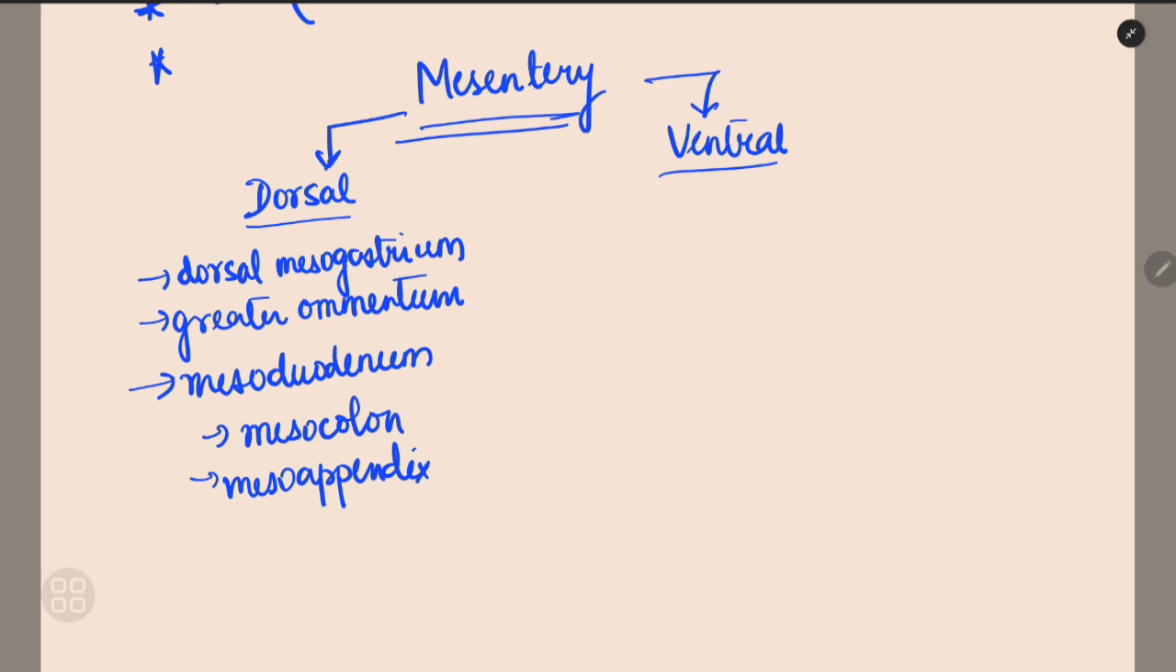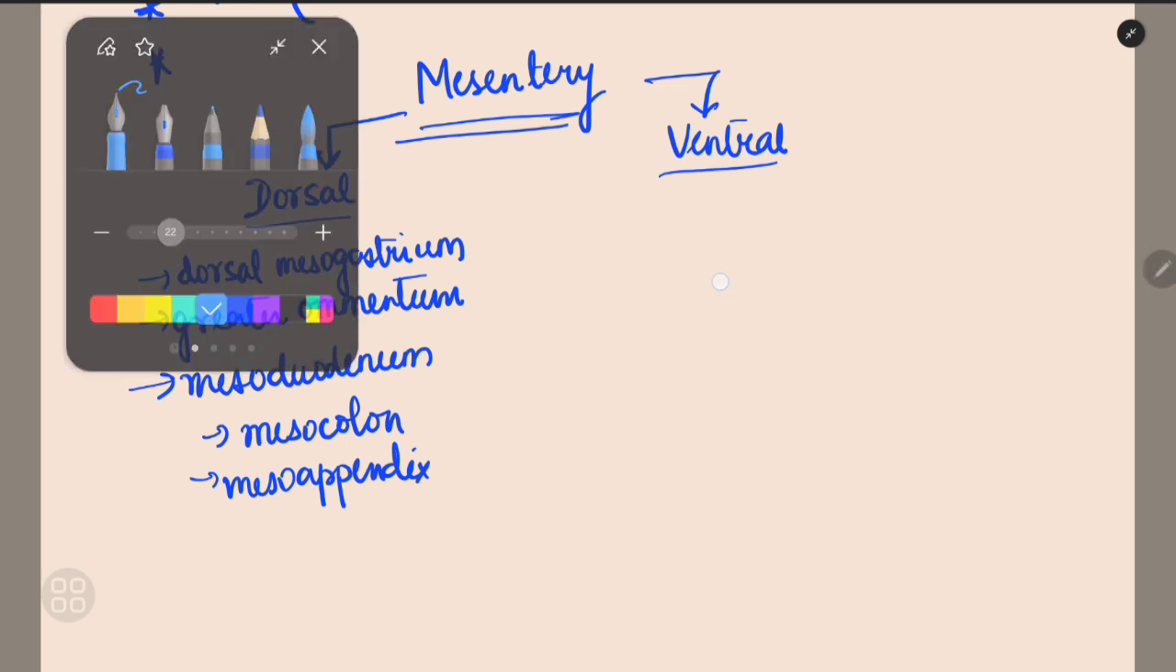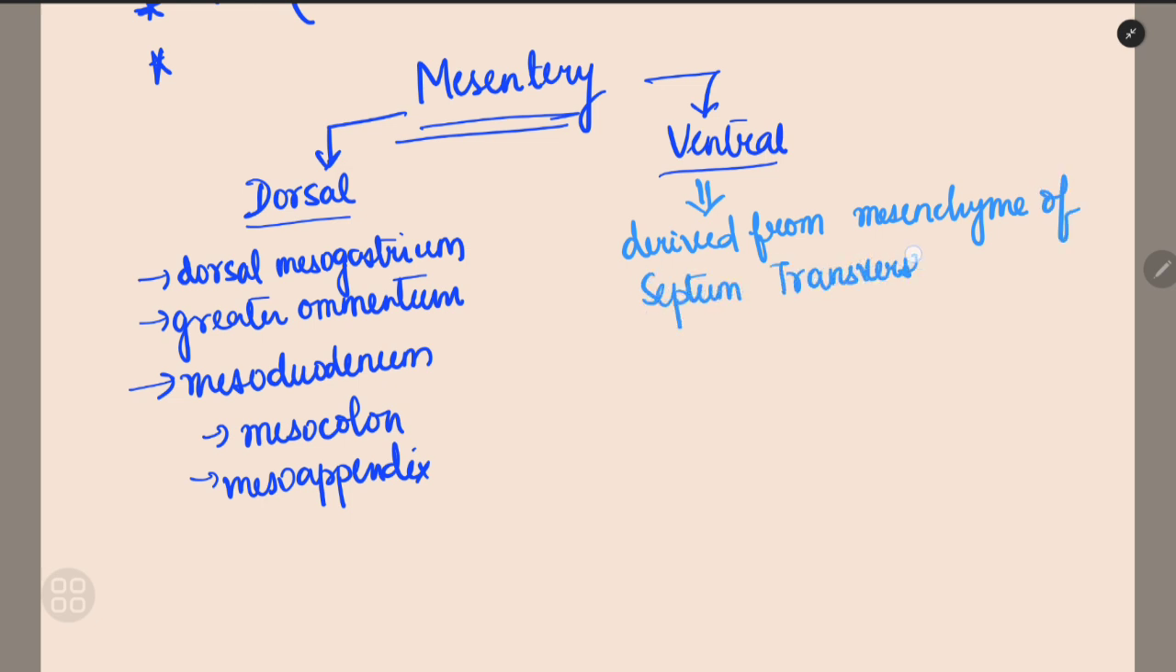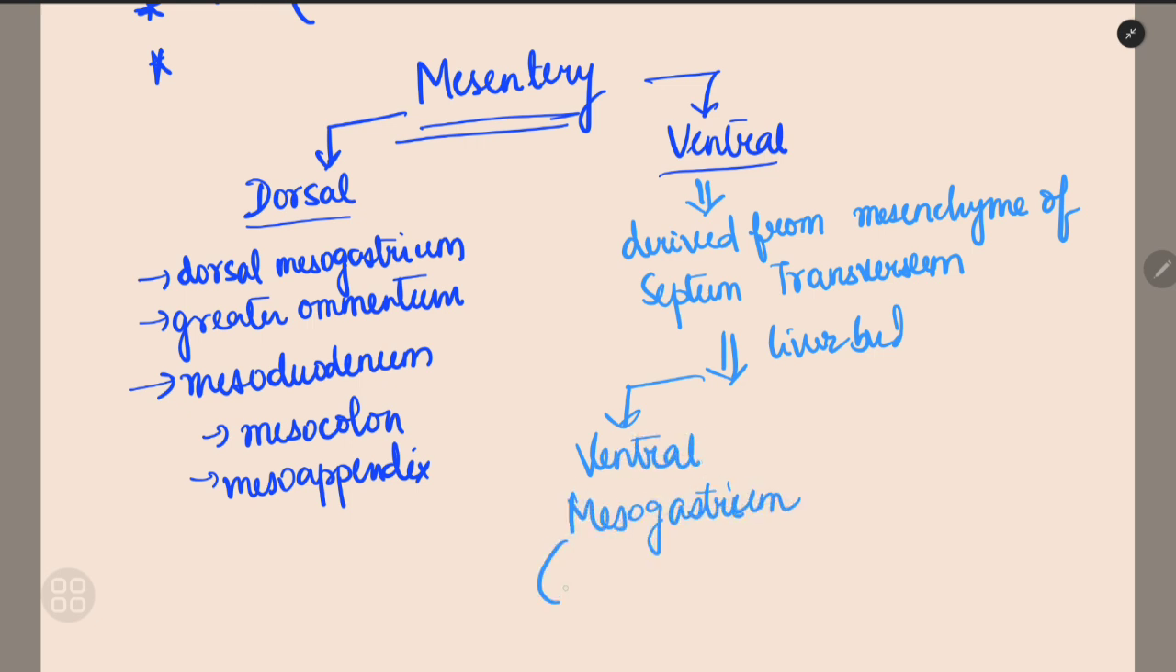If you are talking about the ventral mesentery, remember its origin. It is derived from the mesenchyme of the septum transversum. And growth of the liver into the septum will further divide it into two parts. So the liver bud grows over here, and this will be further divided into two subtypes. First is the ventral mesogastrium, which is also called the lesser omentum.